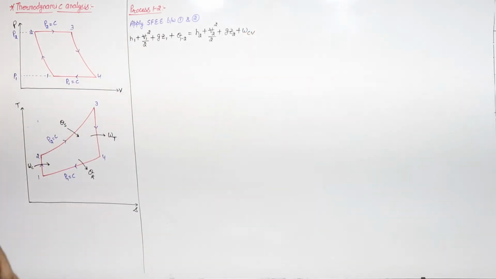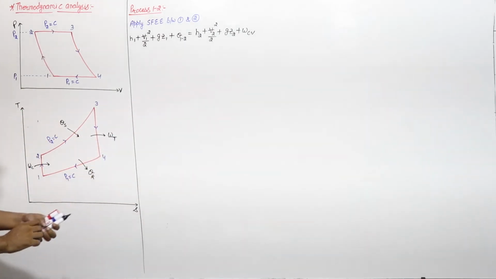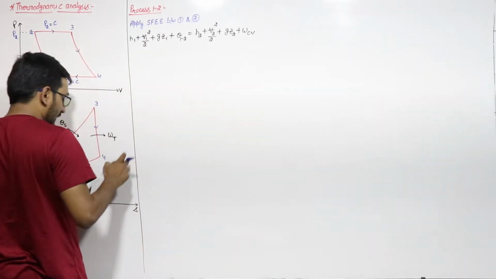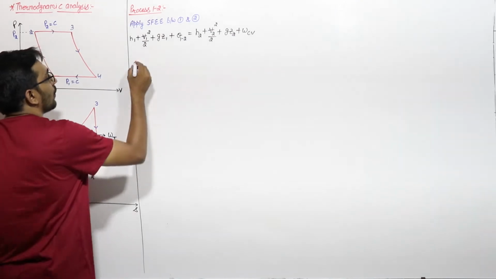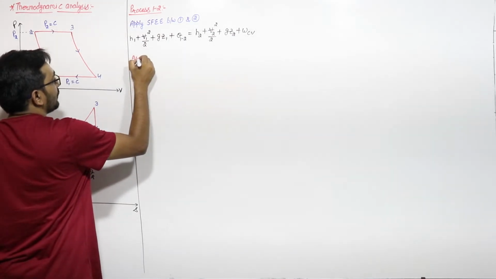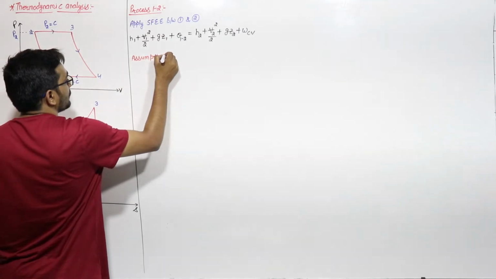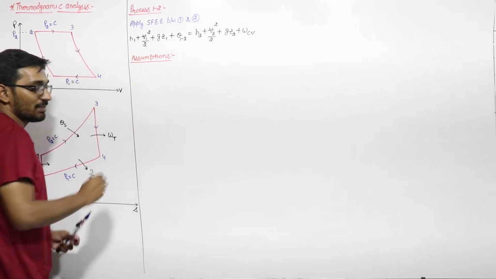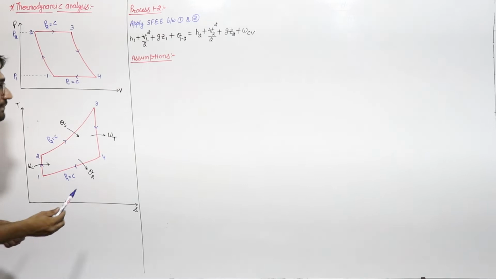Plus work done by the control volume. This is the generalized steady flow energy equation. Now, just pay attention. If I am talking about the process 1 to 2, if I use the assumptions, these assumptions are very important to write any equations.